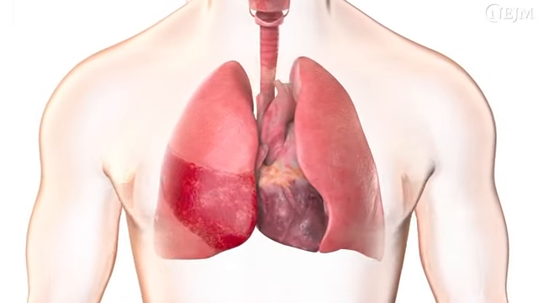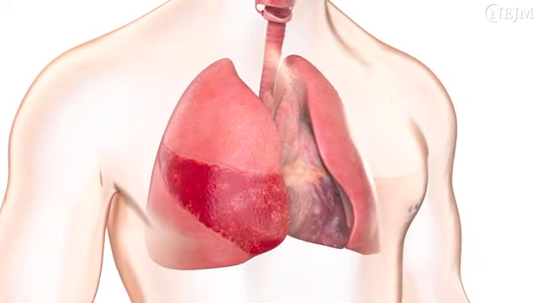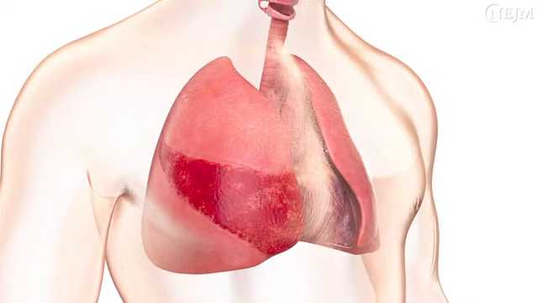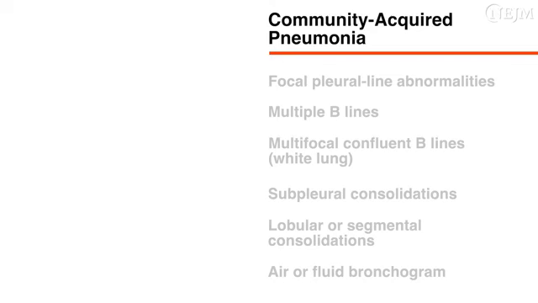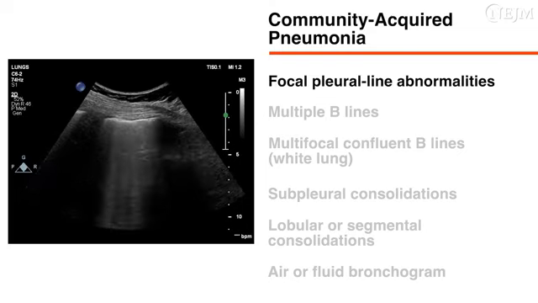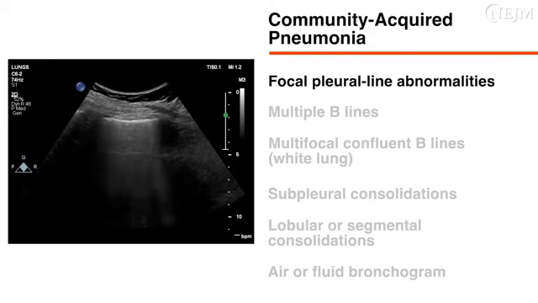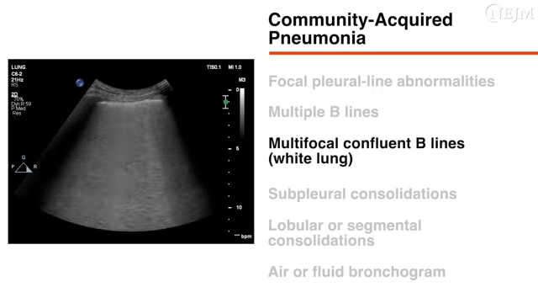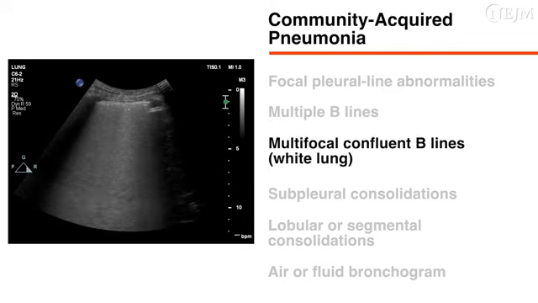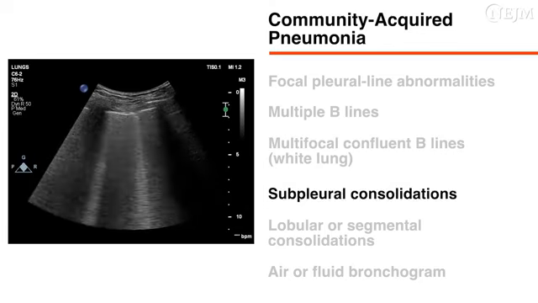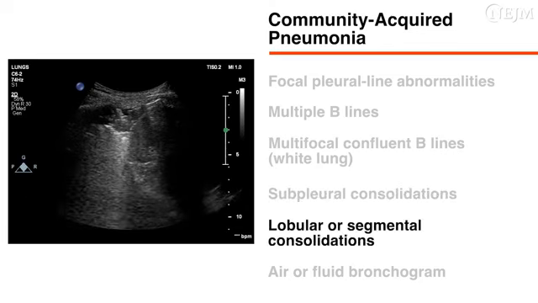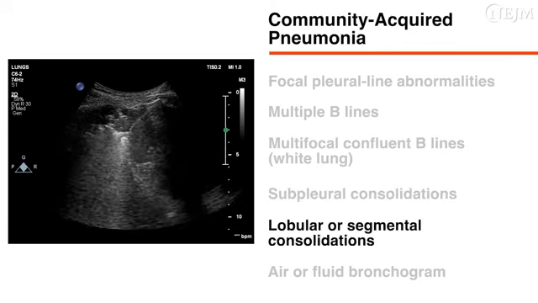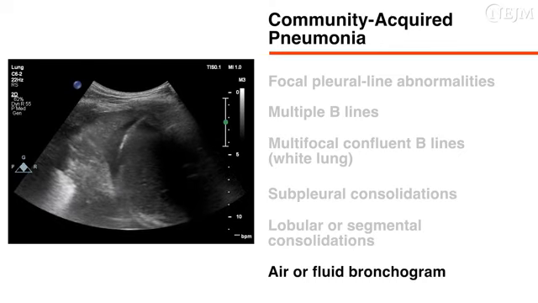Community-acquired pneumonia is an inflammatory process that initially involves only certain areas of the lung and occurs asymmetrically. As the inflammation advances, the following features may be observed at varying degrees of intensity. Focal pleural line abnormalities, which make the line irregular and hypoechoic, multiple B lines, multifocal confluent B lines, known as white lung, subpleural consolidations, lobular or segmental consolidations, and an air or fluid bronchogram.